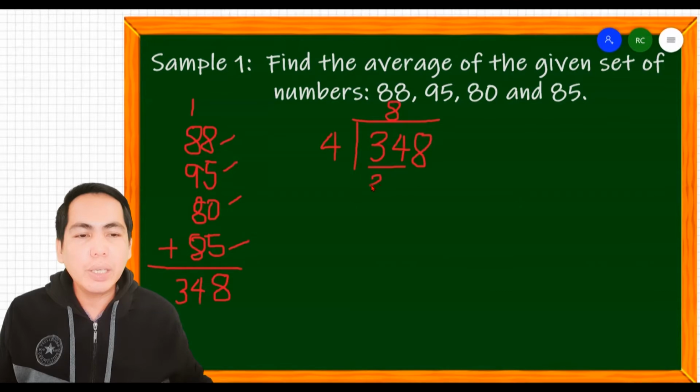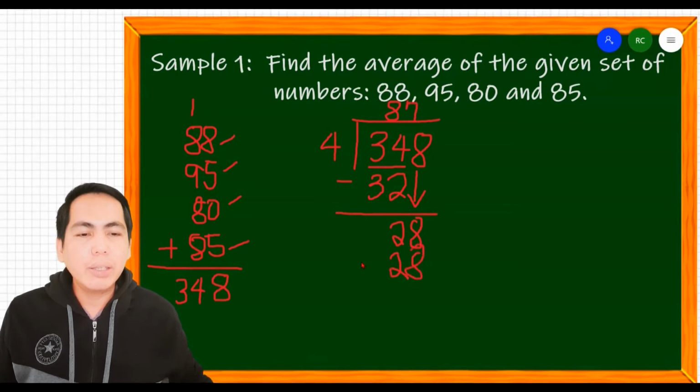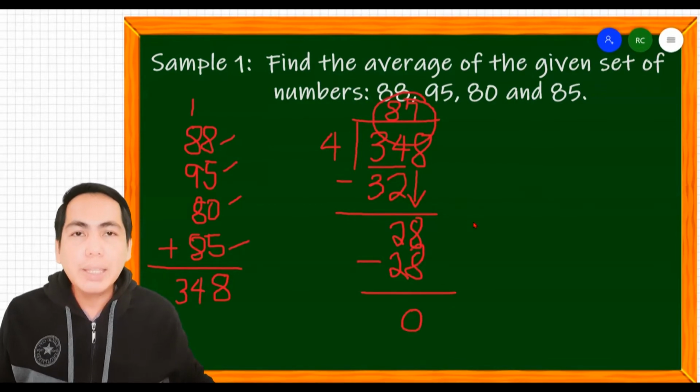8 times 4 is 32. So we are going to subtract. 4 minus 2 is 2. 3 minus 3 is 0, so we don't need to write a 0. And then we are going to bring down 8 to give us 28. So 28 divided by 4, we have 7. And 7 times 4 is 28. So 28 minus 28 is 0. So therefore, the average of 88, 95, 80, and 85 is 87.